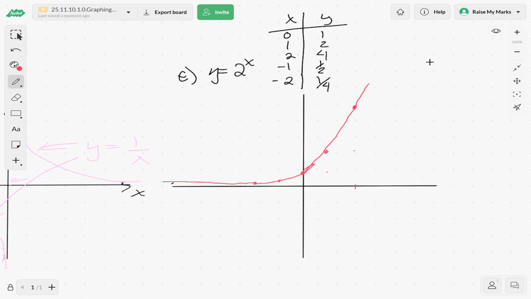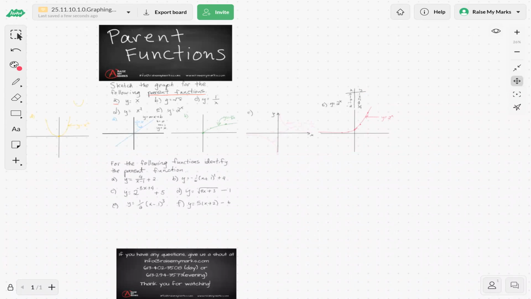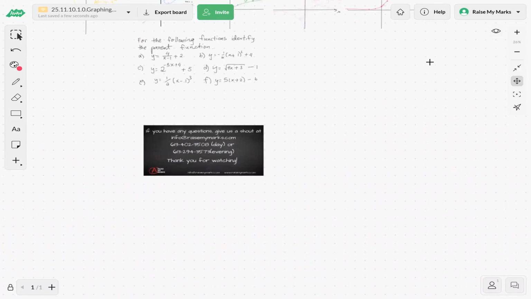All right, so it looks like we have an asymptote, a horizontal asymptote, that is the x-axis. And as your values of x get larger positively, the function goes off to infinity. So this is our exponential function, the parent function of our exponential functions of the form 2 to the power x. Good. Okay, so that takes care of some of the parent functions.